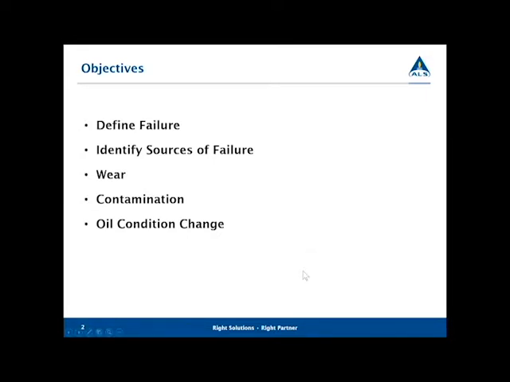Okay, so for today's webinar, we're going to first look at the objectives of what we're trying to do. First and foremost, let's define our terms in defining failure. Then we're going to identify various sources of failure. And then, obviously, explore wear mechanisms, contamination, and oil condition change. Those are going to be all different types of ways in which these lubricated systems can fail. Some of these you'll be very familiar with, others, hopefully, it'll be new insight.